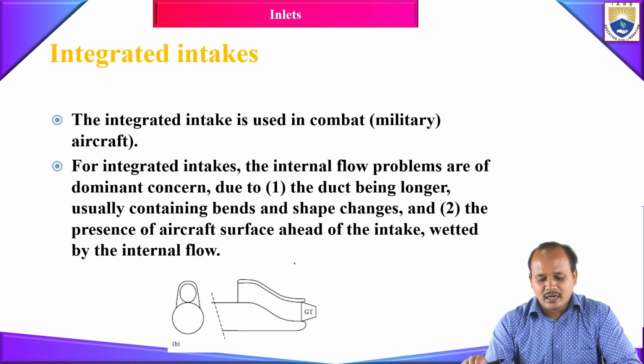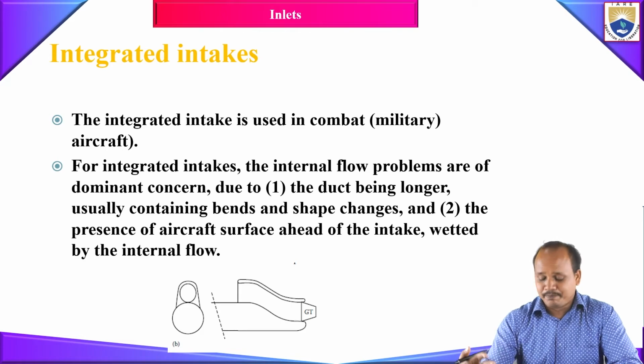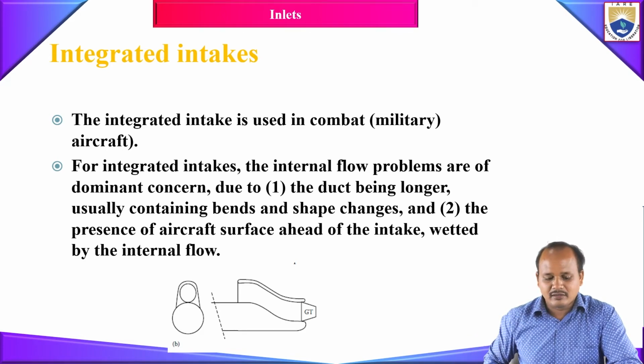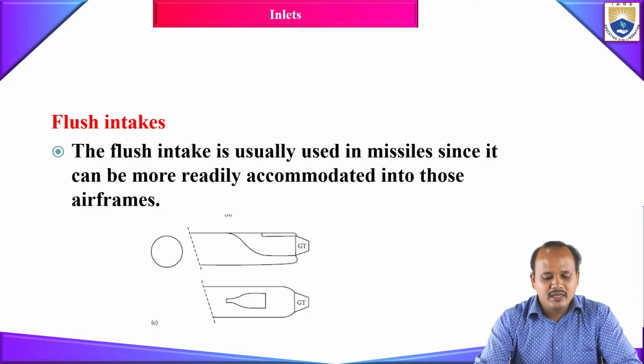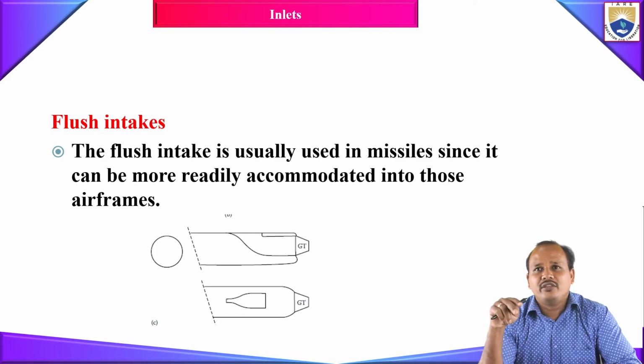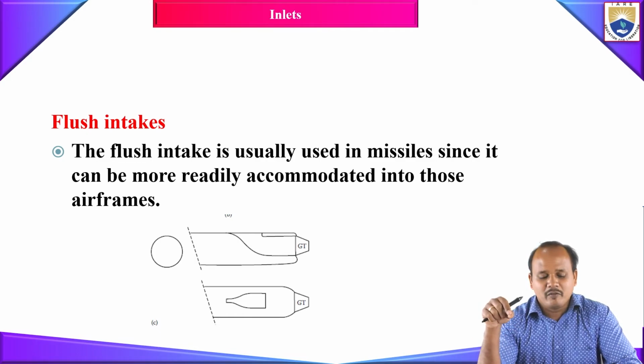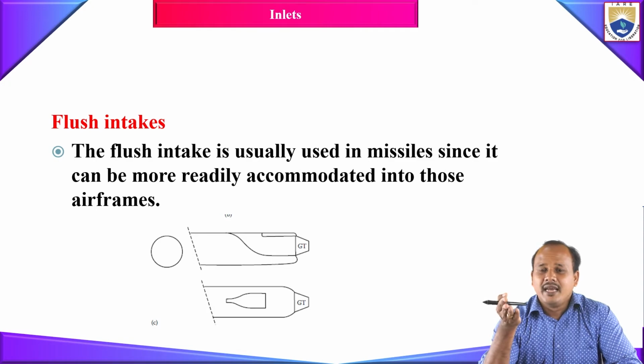That means your frictional loss is going to be more compared to that of your flow separation loss. Okay, next one is the flush intake. Flush intake in the sense that you won't have any protrusion outside. On the surface, you will have an opening and your air will be entering inside. So this flush intake we mostly use in missiles, that too in the air breathing missiles.